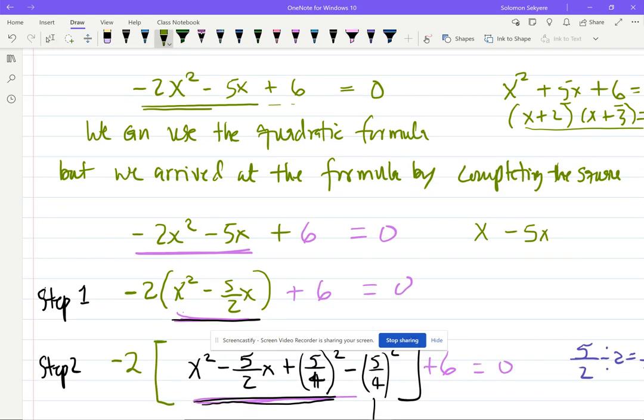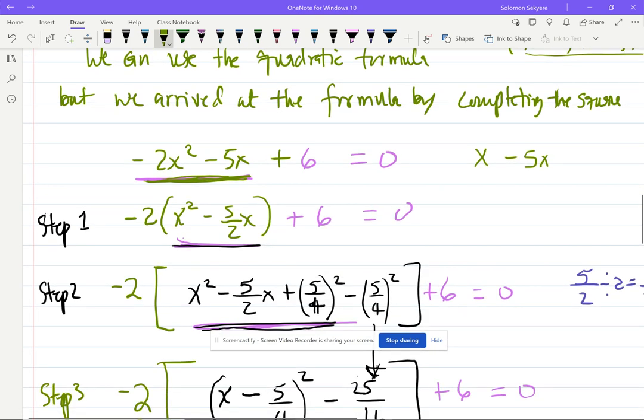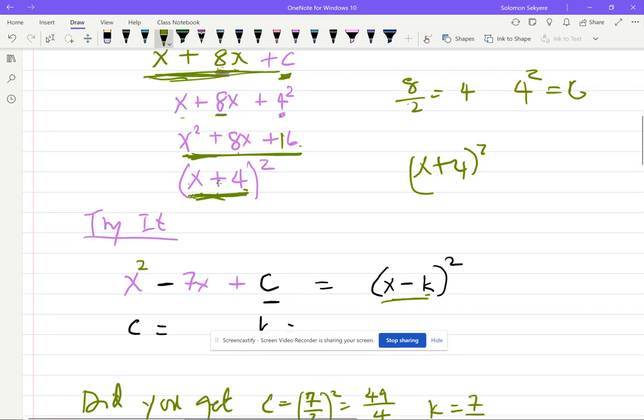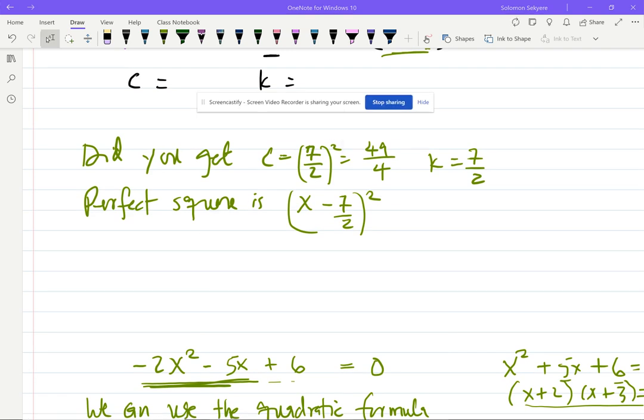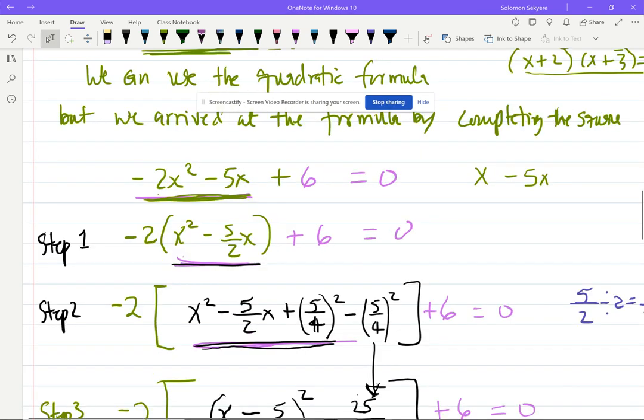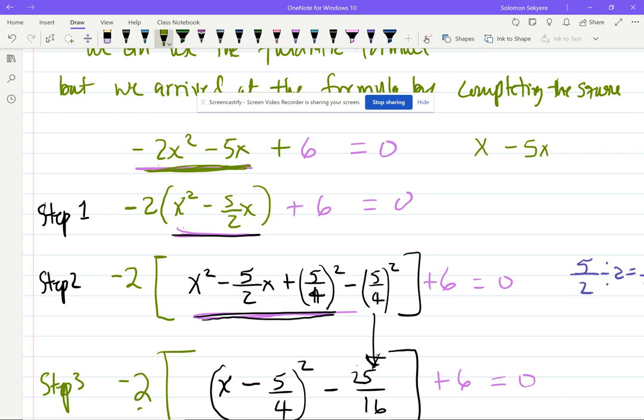Let's focus on just this part here. We want to make that a perfect square. Now there's a coefficient of the x squared. We want to remove it because we don't want the x squared to have anything. Remember these two exercises here? The x squared had just one. There's no number there. So first of all, we need to remove the coefficient of the x squared, which is a -2.